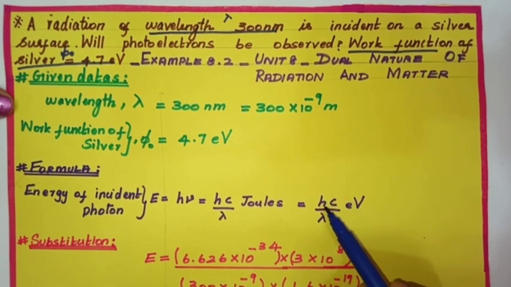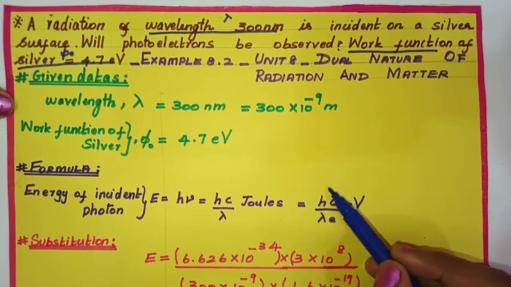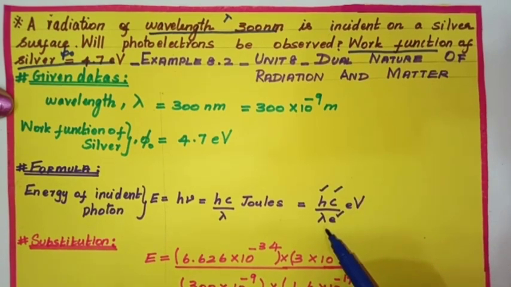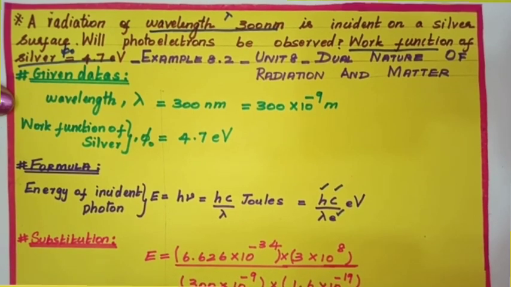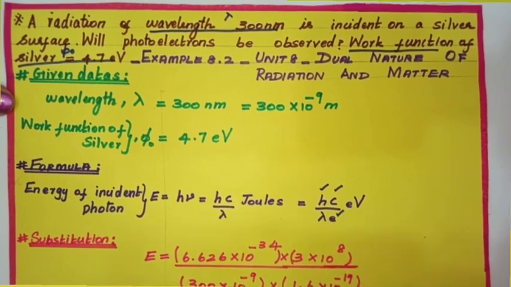Here you see the h value, c and e. All these are constants and these three values we must know by heart. Only the value of lambda is given in this problem. So h value is 6.626 into 10 power minus 34, into c value 3 into 10 power 8, divided by lambda value 300 into 10 power minus 9, into e value 1.6 into 10 power minus 19. Only if you know the values of h, c and e, you can solve this problem easily.